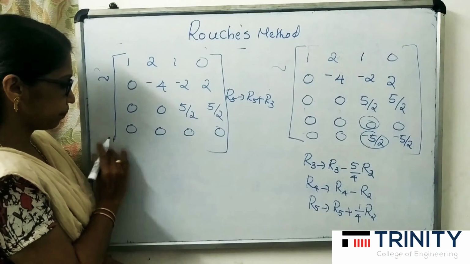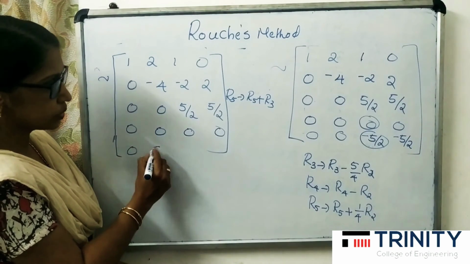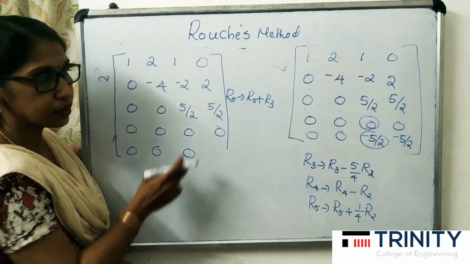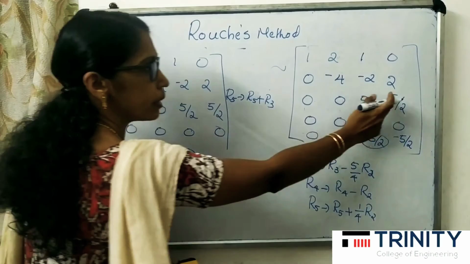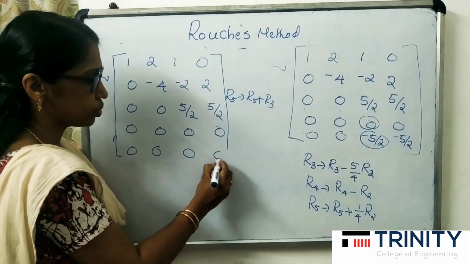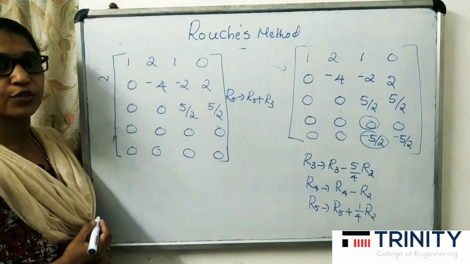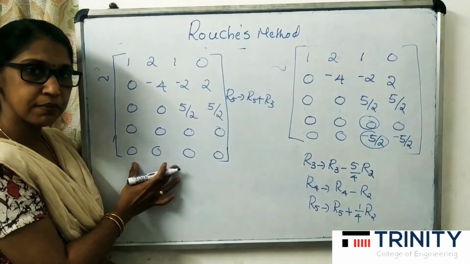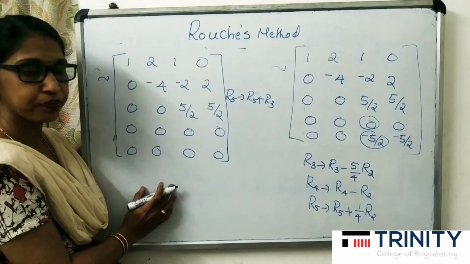So we get 0, 0. This element becomes 0. Last element also, by adding those two elements we get 0: 5 by 2 plus minus 5 by 2. That is also 0. So the reduction is completed. Look at this. These two rows become completely 0.